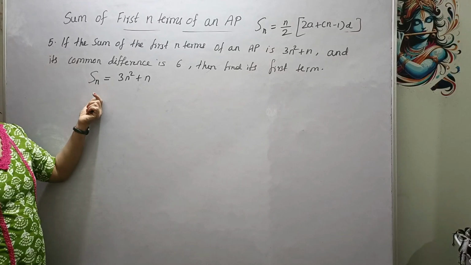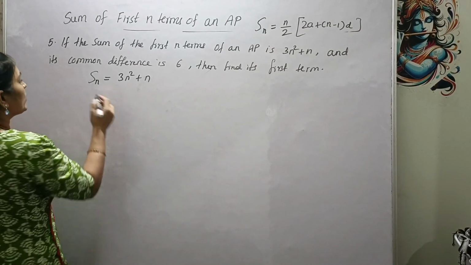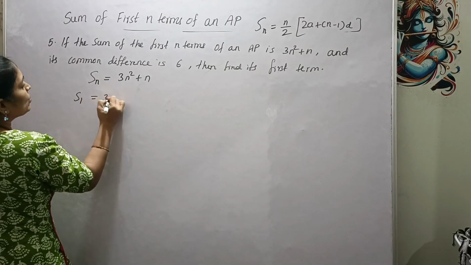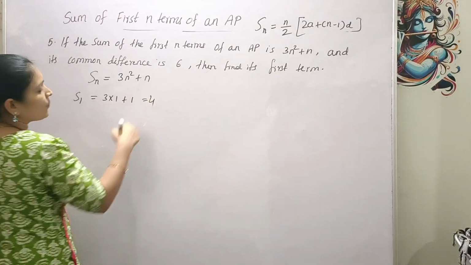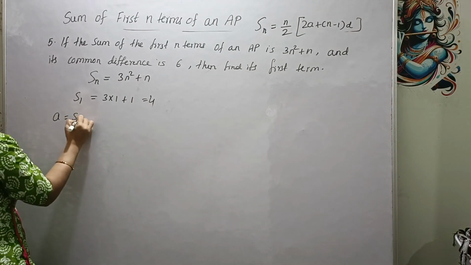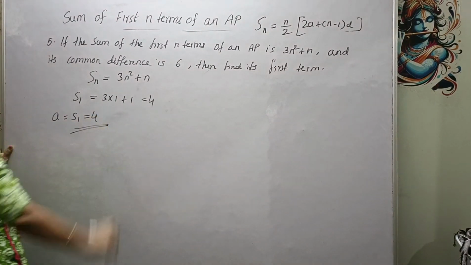So substitute n is equal to 1, that is S1. S1 is nothing but the first term. So here S1 is equal to 3 into 1 square plus 1, that is 4. Therefore a is equal to S1 is equal to 4. That implies a is equal to 4 is the answer.